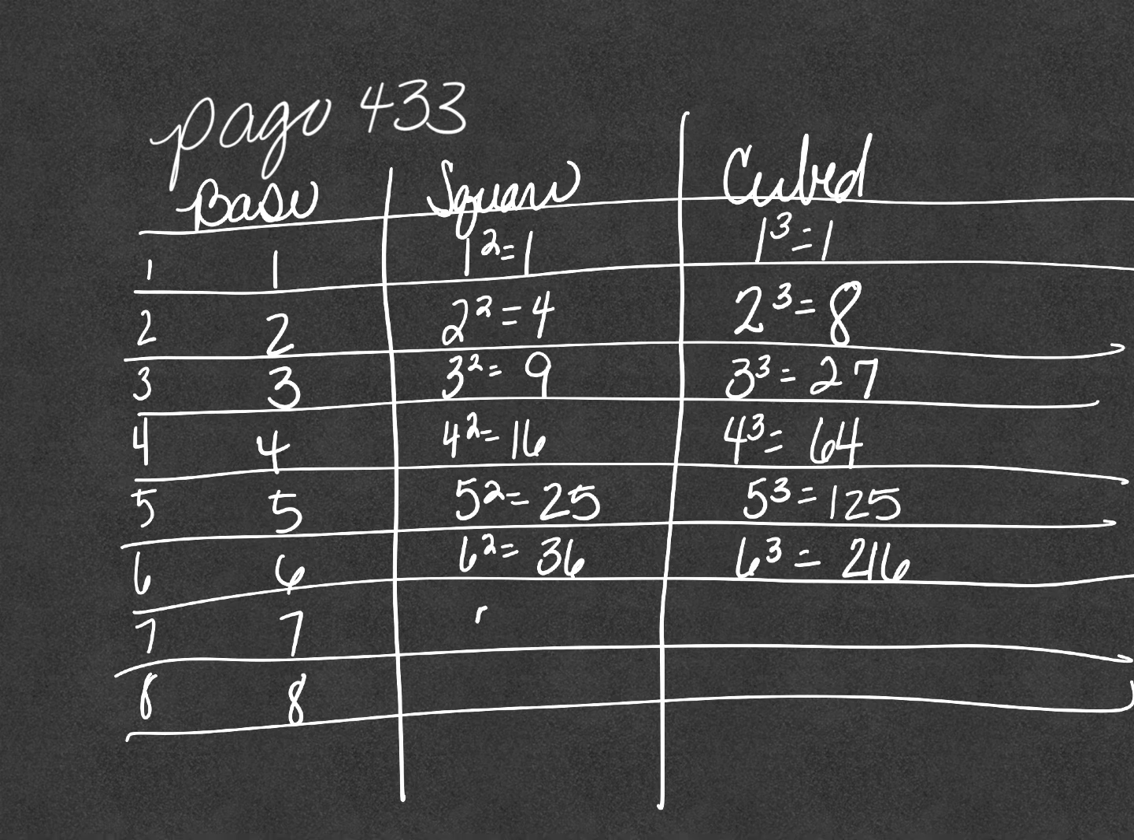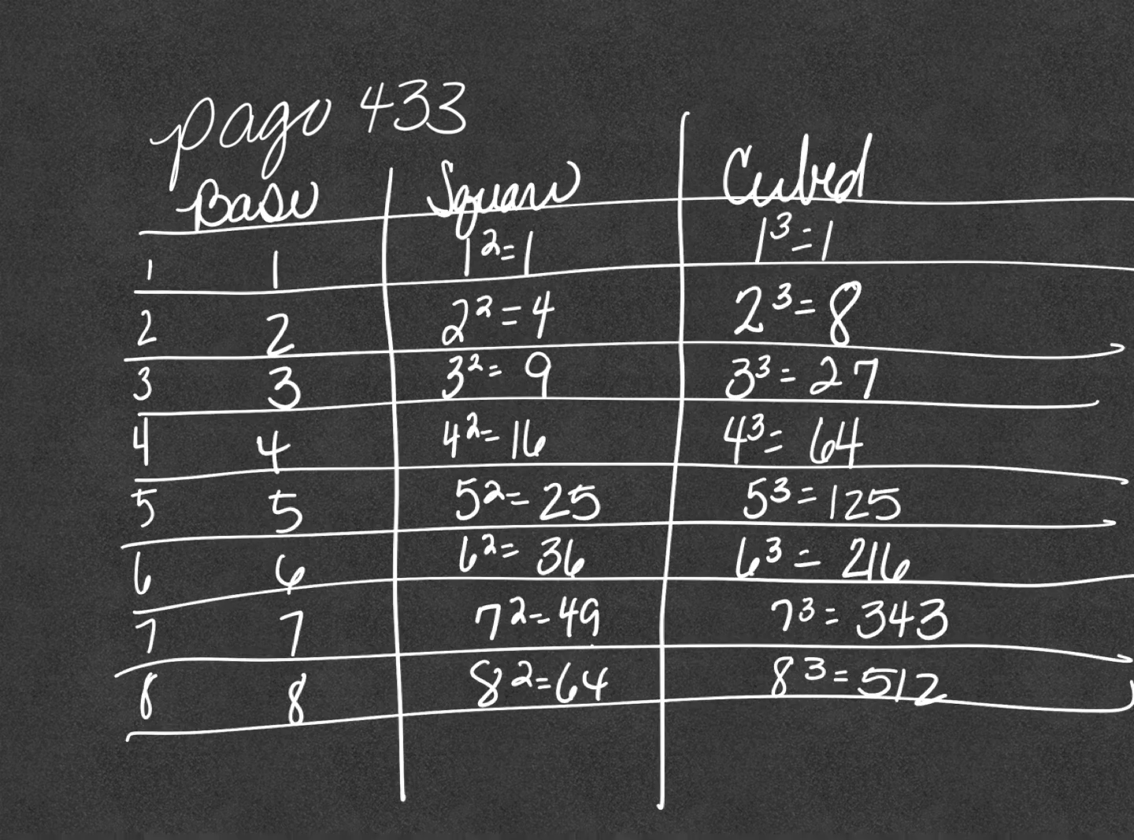7 squared, 49. 7 cubed, 343. In other words, you take 7 and multiply it times 49, because you've already got the squared answer there. How about 8 squared? 64. 8 cubed, 512. Good job.